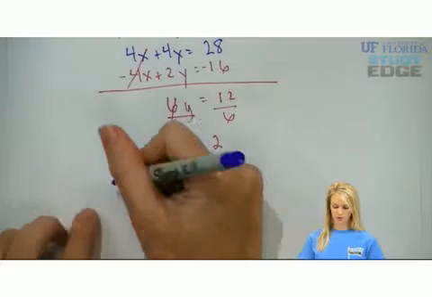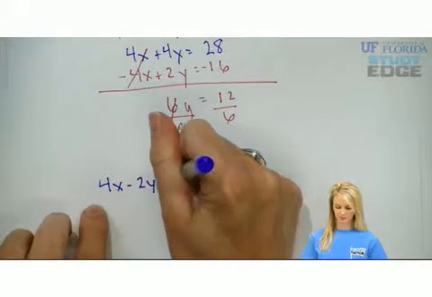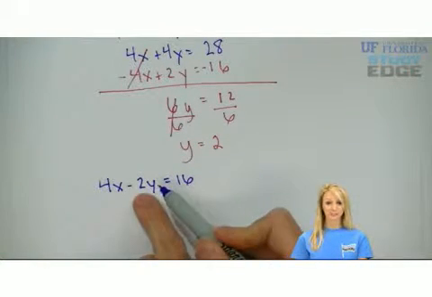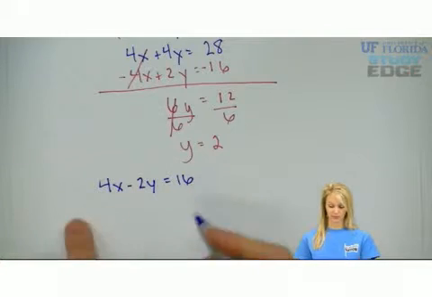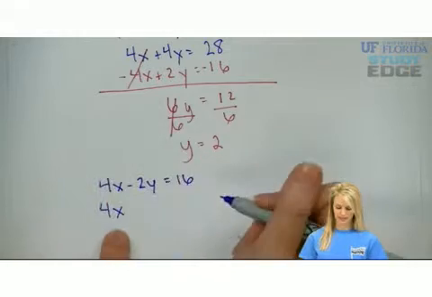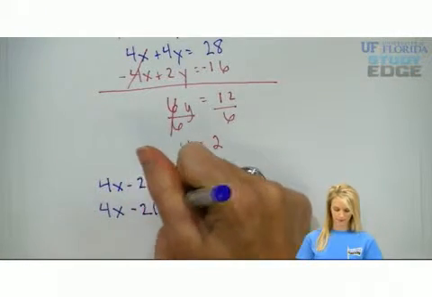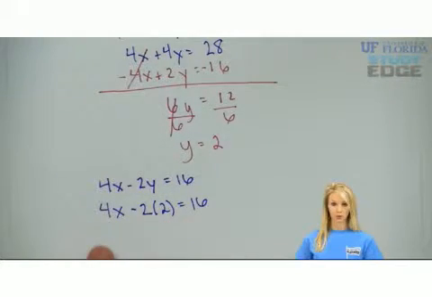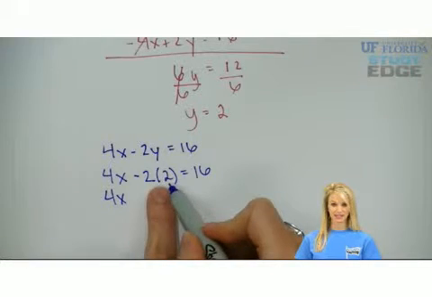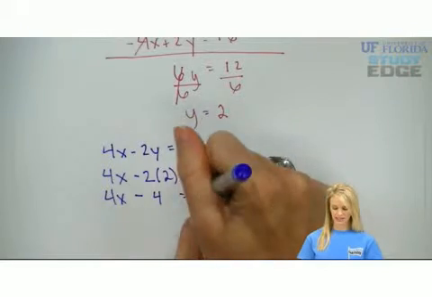Well, let's start with our first equation that we had. We have 4x minus 2y equals 16. Well, if we know that y is equal to 2, we're just going to plug in that value of 2 and see what x is equal to. Well, if we're plugging in the value of 2, we get 4x minus 2, wherever we see a y, we put a 2, equals 16. Well, let's see what we get. 4x minus, what's a negative times a positive? It's a negative. 2 times 2 is 4 equals 16.